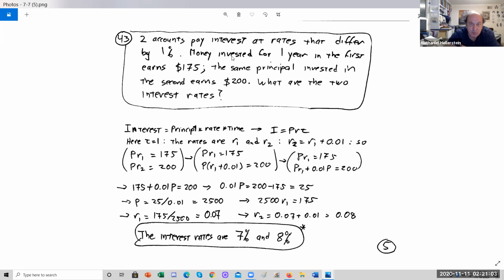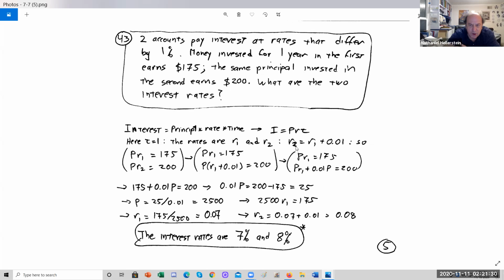All right. Money invested for 1 year in the first account earns $175. The same principal invested in the second earns $200. What are the 2 interest rates? Now the equation here is interest equals principal times rate times time. I equals PRT. Now here we're talking about time of 1 year. So T equals 1. So really I equals PR.